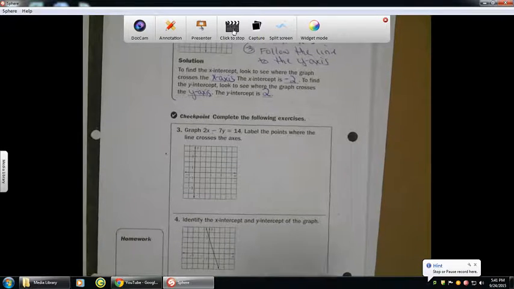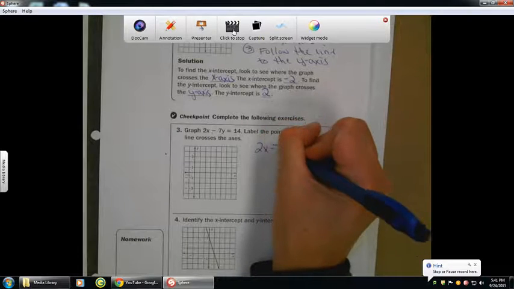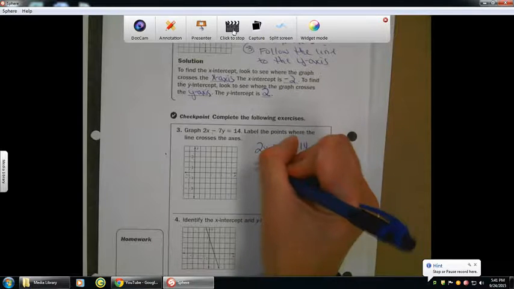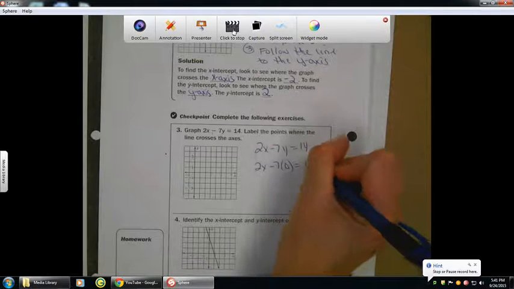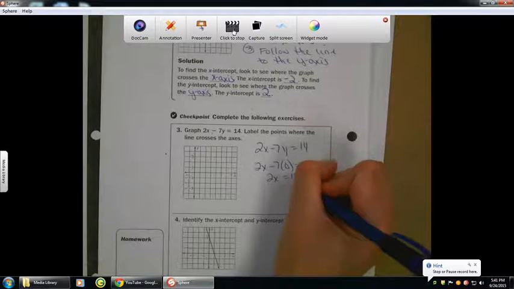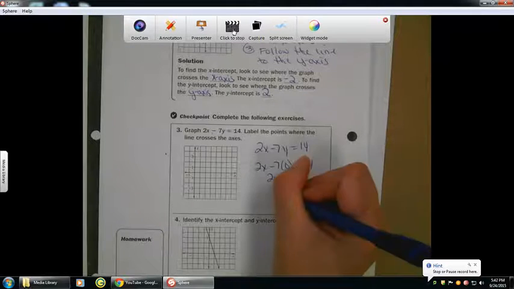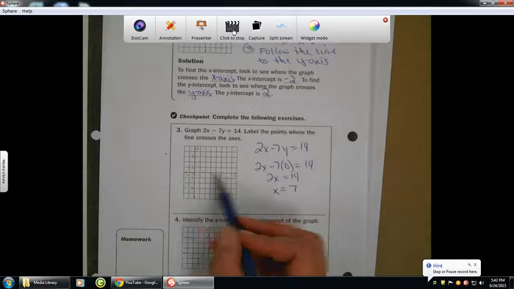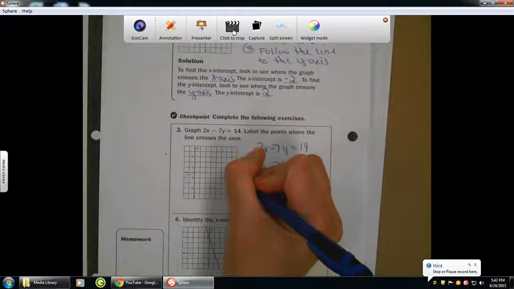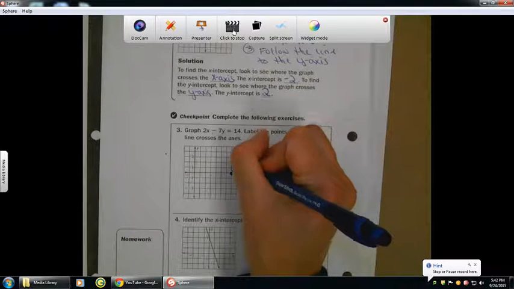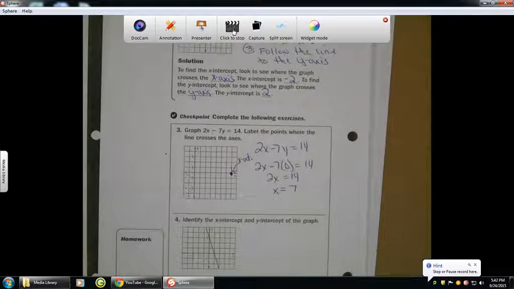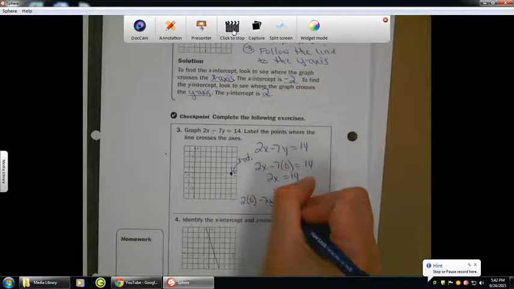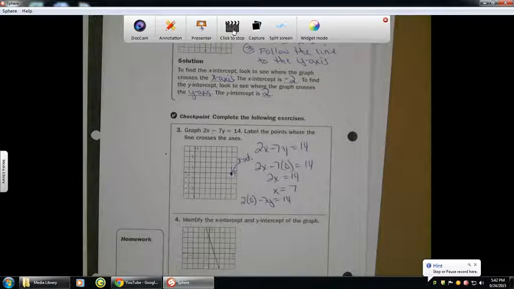All right. 2x minus 7y equals 14. I'm going to find my x-intercept first by substituting a 0 in for y. And my x-intercept is x equals 7. I'm going to plot that on the x-axis and label that the x-intercept. To find the y-intercept, I'm going to substitute a 0 in for x and solve.